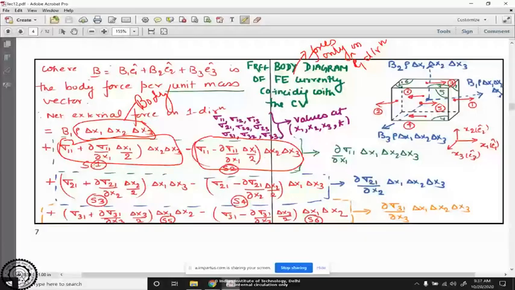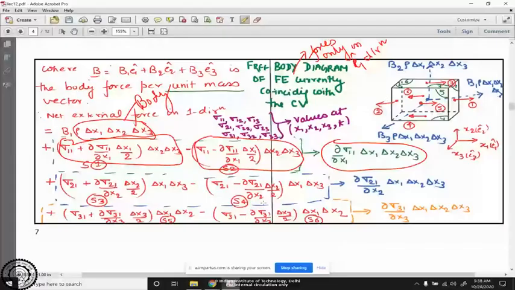see that if you combine S1 and S2 algebraically, sigma 11 actually gets cancelled out, right? What you are left with is what I have shown here in green color. So this is the net force acting on the Fe in one direction because of the surface forces acting on surfaces 1 and 2: del sigma 11 del x1, delta x1, delta x2, delta x3. So actually sigma 11 doesn't matter. It's the derivative of sigma 11 with respect to x1 that decides the force in one direction because of surfaces 1 and 2.